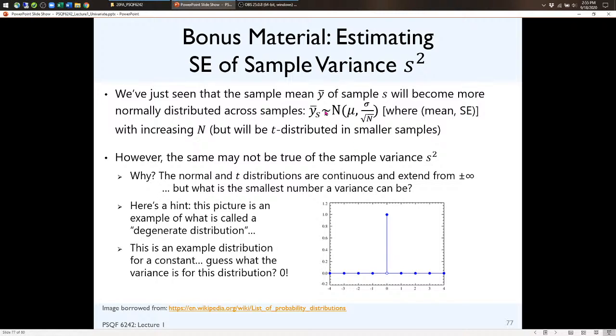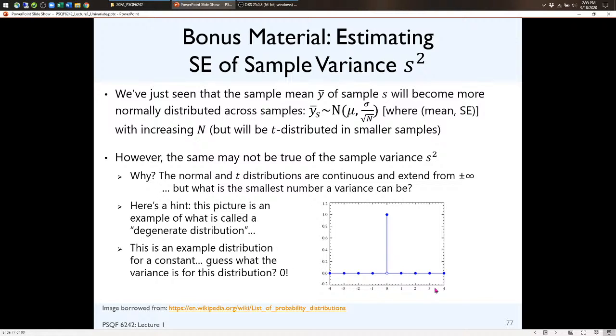So this works out just fine for the sample mean of quantitative variables, but it doesn't work out as fine for other statistics like the sample variance. Well, the problem with that is that both the normal and t distributions are symmetric, they're continuous, and they can extend from negative infinity to positive infinity. And that range of possible values doesn't readily map onto what the possible values of a variance are. So just as a question here, what do you think the smallest possible value for variance is? Well, 0.